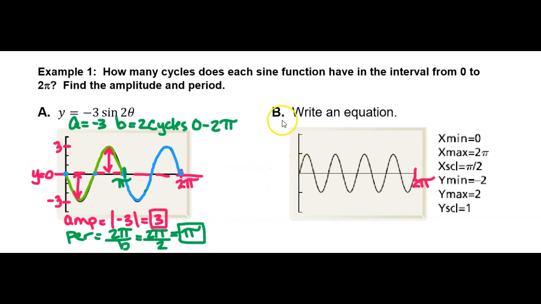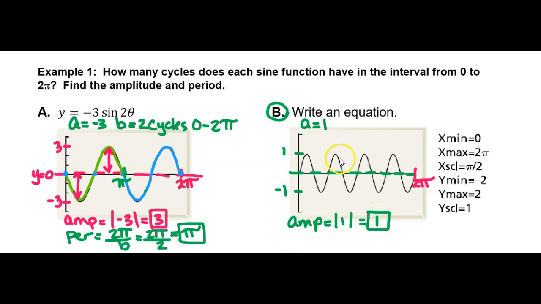So let's look at example B. In this one, they actually want us to write the equation. So we need to look at this graph and figure out the a and the b value on our own. So look at this graph and see if you can figure out what the a value is. So if we look at our midline of our graph, we can see the highest that this graph goes is 1, and the lowest it goes is -1. So our a value is going to be 1, and our amplitude is going to be the absolute value of 1, which is 1. Did you get that right?